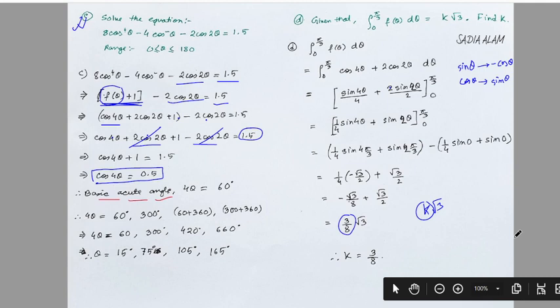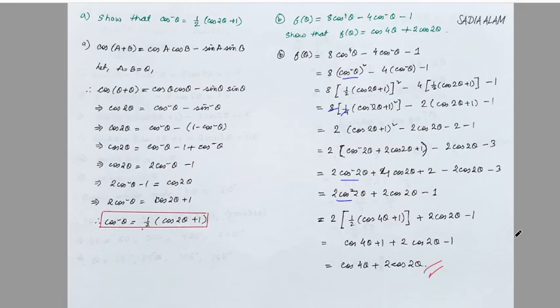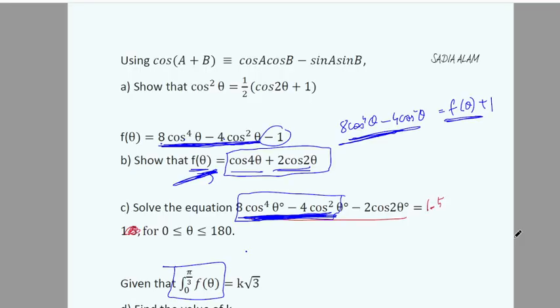So this is part C and D, and that's A and B. So that's the complete solution of this math.